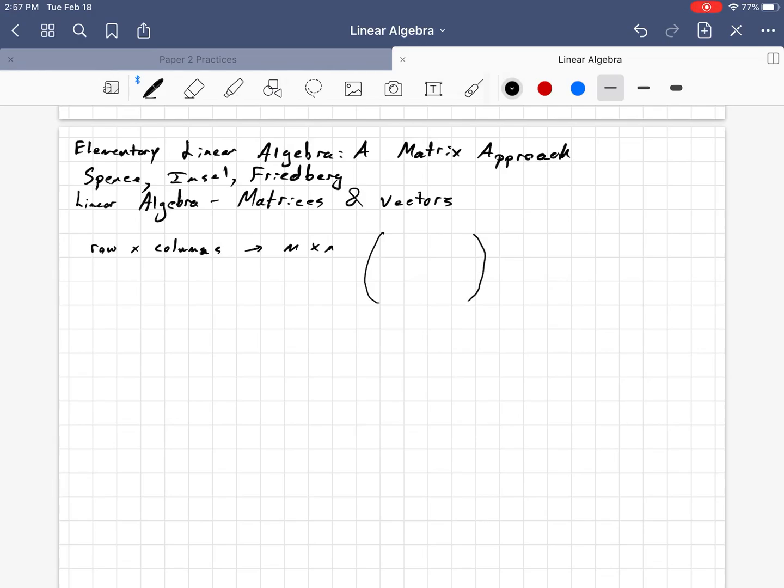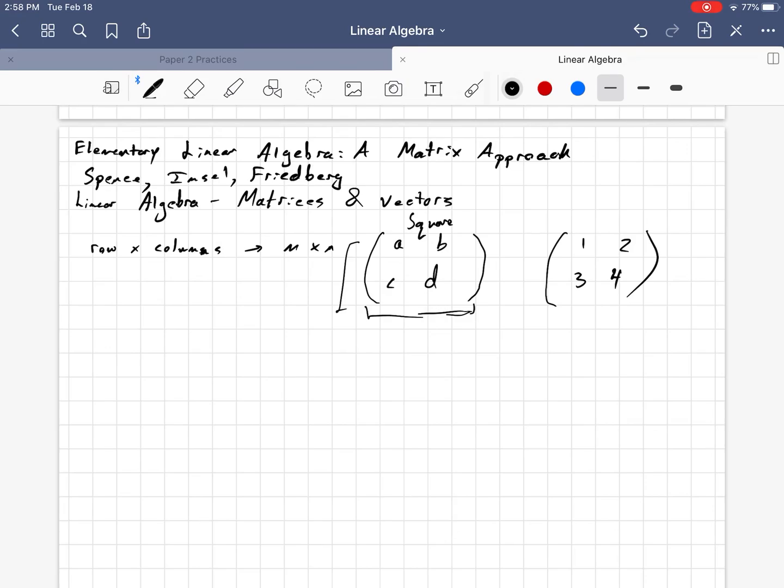If we had a 2 by 2 matrix, let's say with entries A, B, C, and D, this is an example of a 2 by 2 matrix, and it's also considered a square matrix because the number of rows equals the number of columns, which is both 2 in this case. And let's say we have another matrix, 1, 2, 3, 4. It's also a 2 by 2 square matrix.